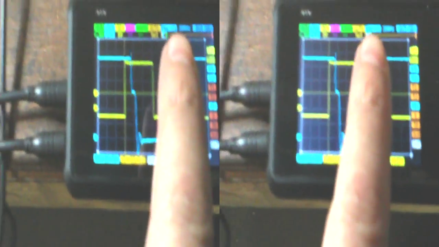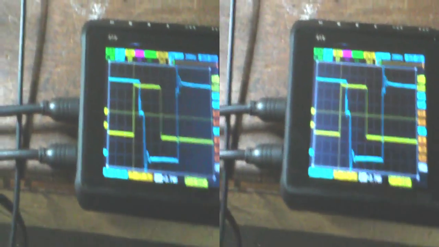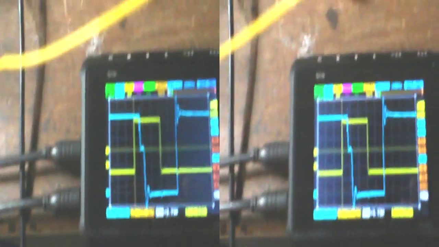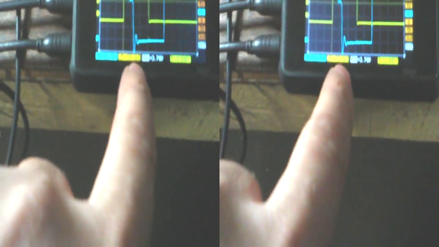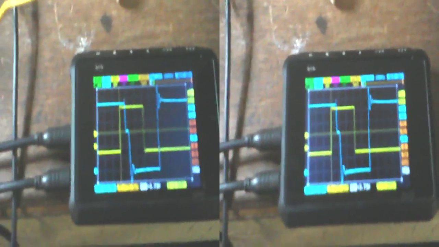I'm not quite sure where I was, but to continue on, we've got a nice sweep there. Okay, so we've got 5 microseconds per division, and the switch off time, including the noise, is around about the 5 microsecond mark, which isn't great.